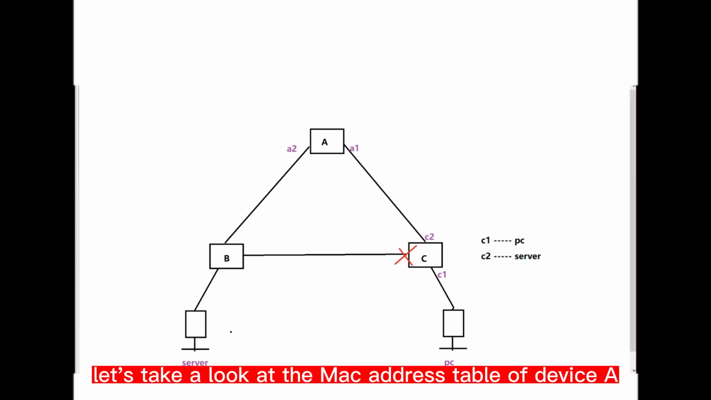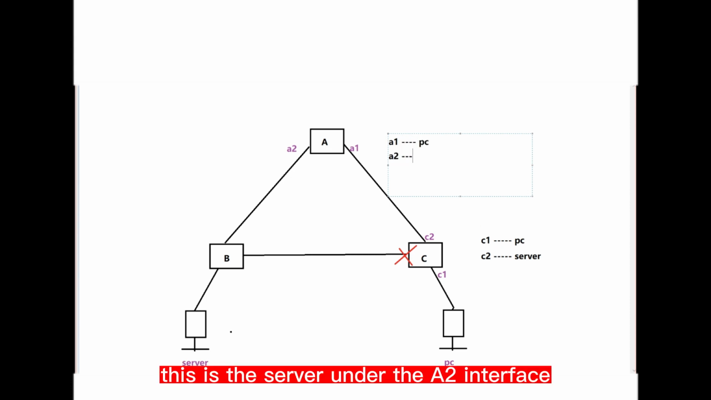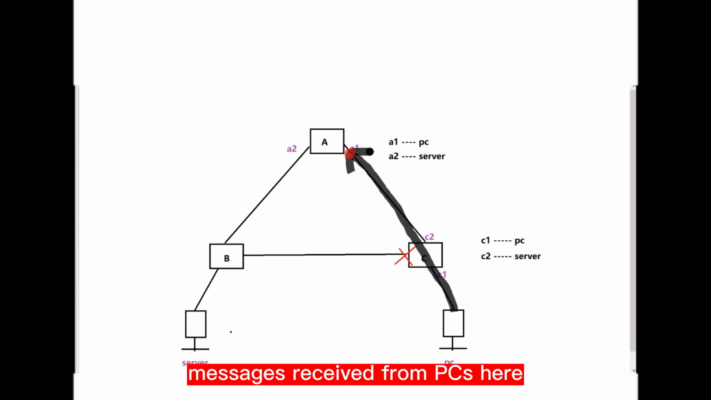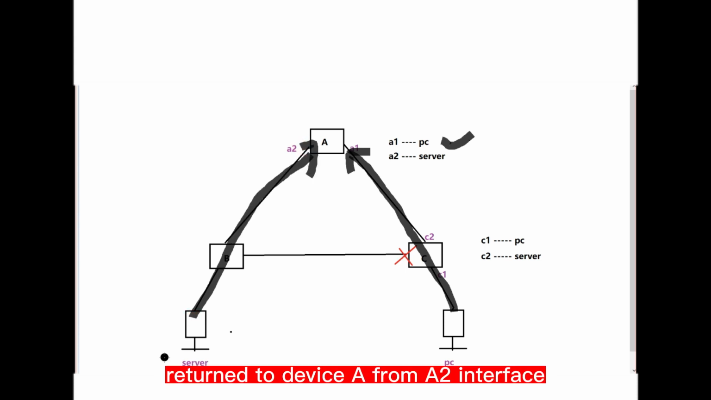Same. Let's take a look at the MAC address table of device A. For device A, now under the A1 interface, this must be a PC. This is the server under the A2 interface. When it receives data now, messages received from PCs here, A1 corresponds to PC. If the server replies to the packet, it returns to device A from the A2 interface. This A2 interface learns here is server.